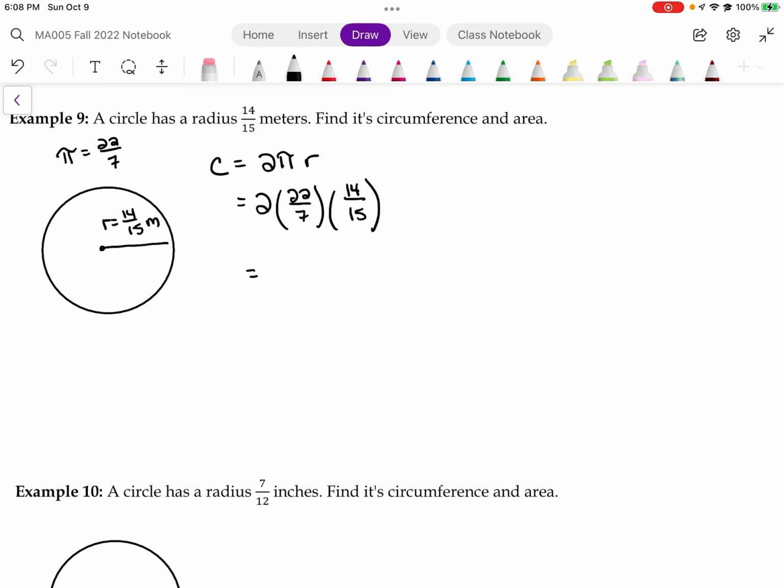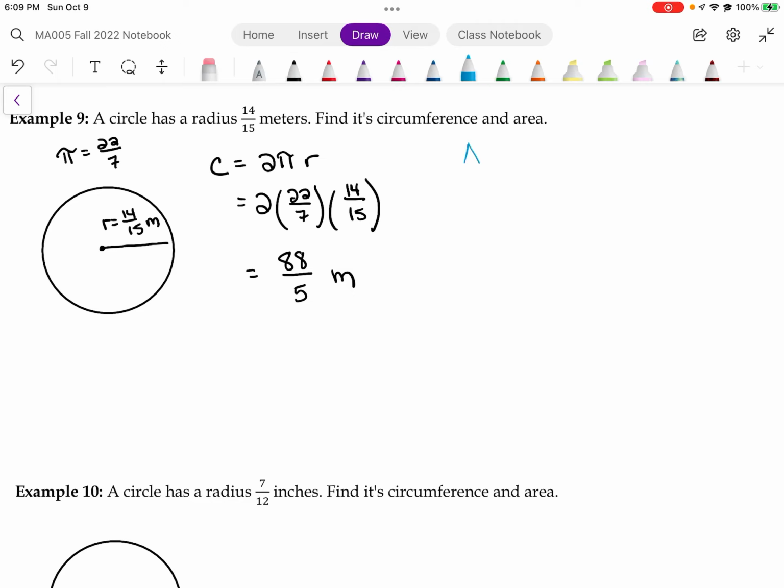So you're just going to put this into your calculator, just like that, with the N over D button, with the parentheses if you want them. You don't really need the parentheses. You can just say times. And you get 88 over 5 meters. And we're just going to leave it like that. I just want you to see how to do this.